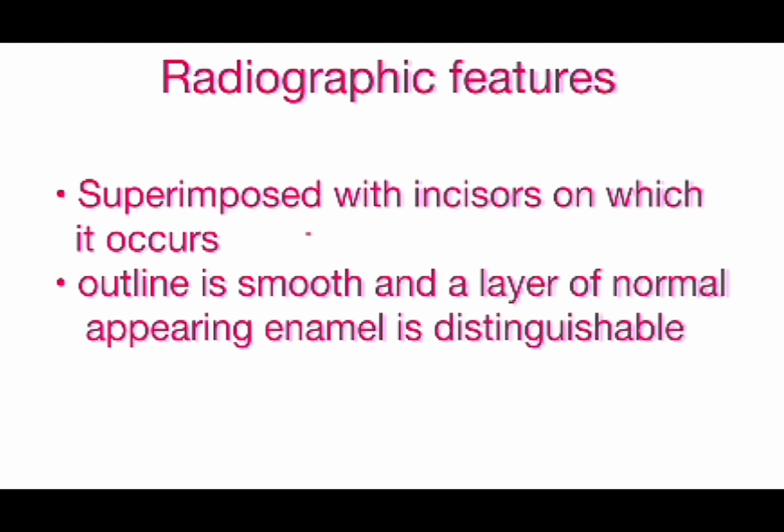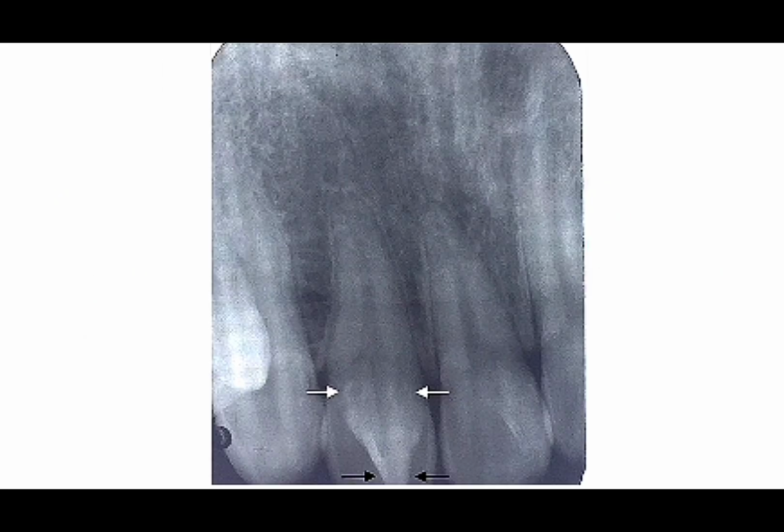Now let us see the radiographic features in detail. Radiographically, we can see it is superimposed on the incisors, the outline is smooth, and a layer of normal appearing enamel is distinguishable. So it is nothing but like an invagination from the original incisor tooth on the lingual surface, which usually looks superimposed on the radiograph.